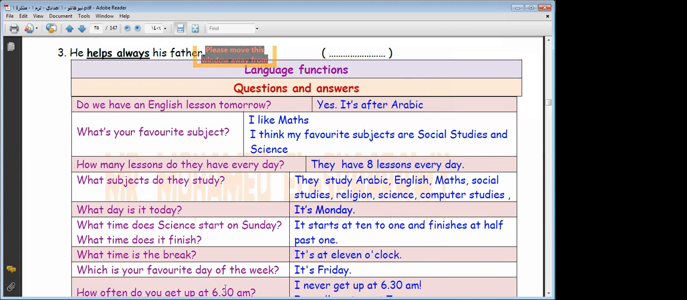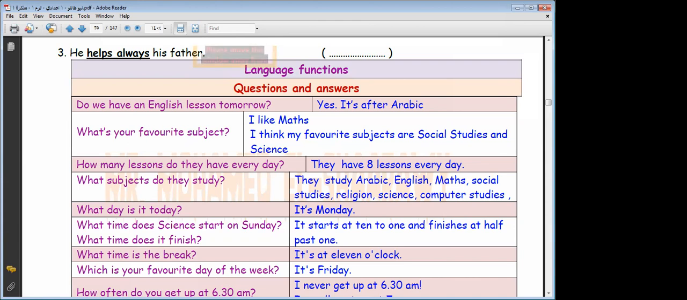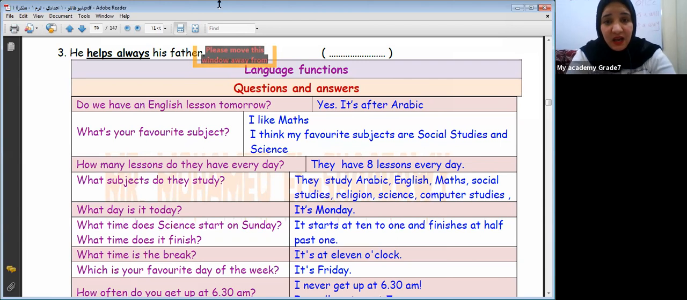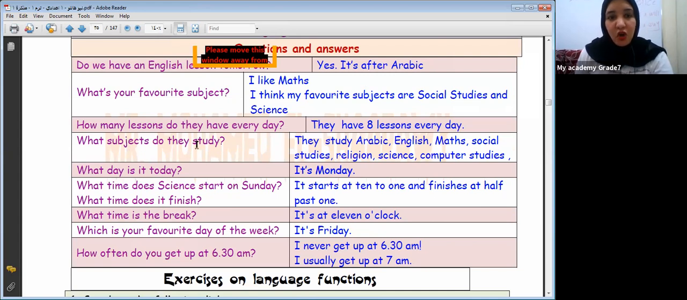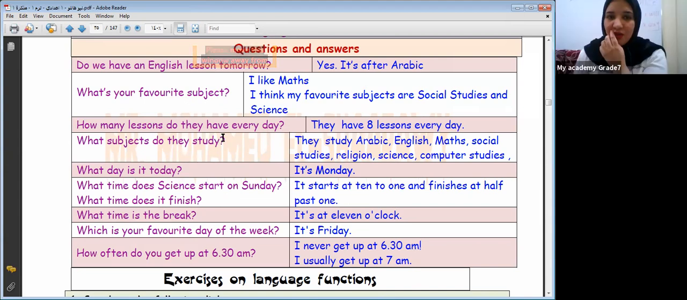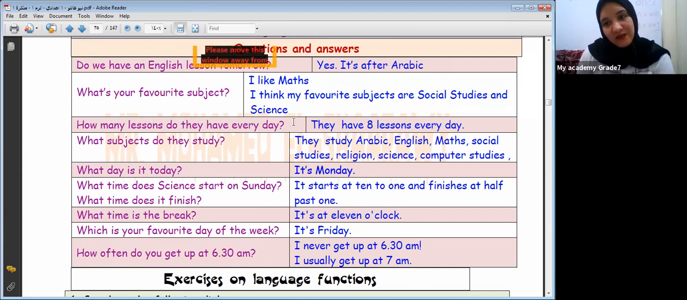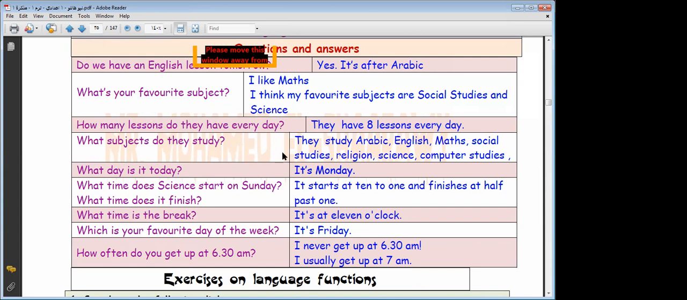What is your favorite subject? Yes, tell me. I like math. I think my favorite subjects are social studies and science. Okay, so I can say I like math, or I think my favorite subjects are social studies and science. Okay, thank you. Who else? Omar? Okay, ask me and I will answer. Your turn after me and Omar. Okay, let's do it. How many lessons do they have every day? They have 8 lessons every day. Thank you, Omar.